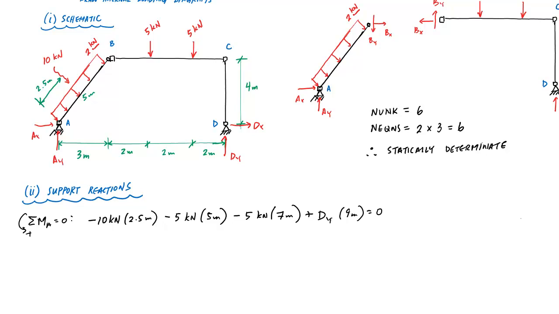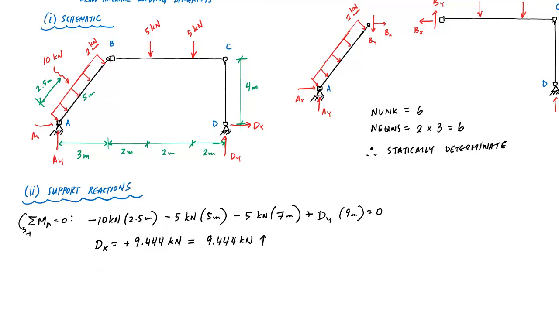And here I have one equation, one unknown. I don't have to include DX or AX because the line of action goes through point A. Here DY is equal to, I get a positive 9.444 kilonewtons, which means that the direction that I drew it is good. So this DY is 9.44 kilonewtons pointing upwards. So now I have that.